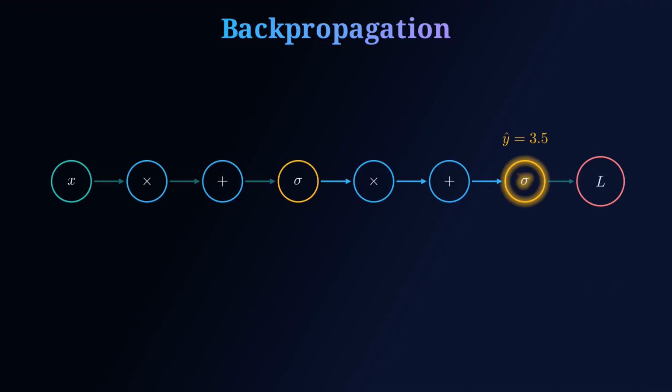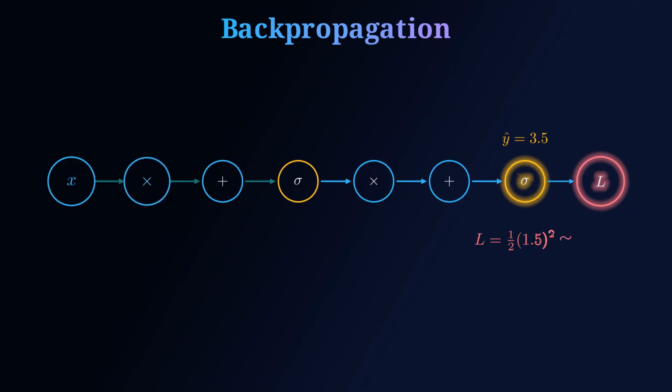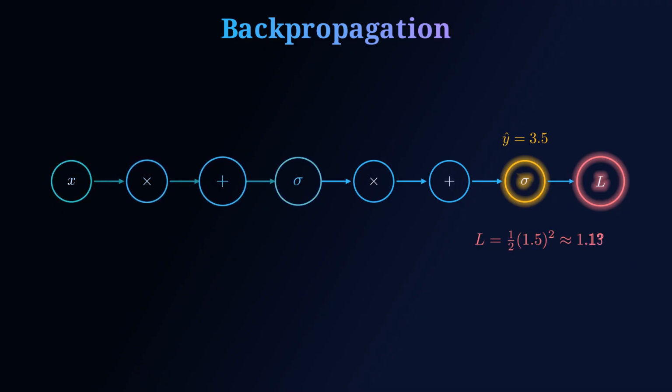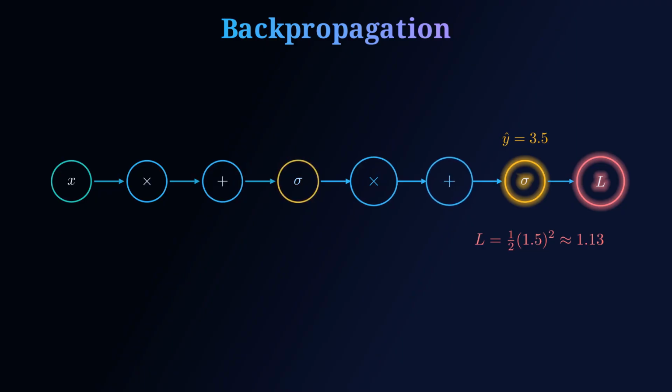Finally, we compare to the target. Suppose the correct answer was 2. We measure error as half the squared difference, a standard choice that makes the algebra clean. 3.5 minus 2 is 1.5. 1.5 squared is 2.25. And half of that is about 1.13. That is our loss, the single number the whole network is judged on. The forward pass is complete, every node lit up left to right.